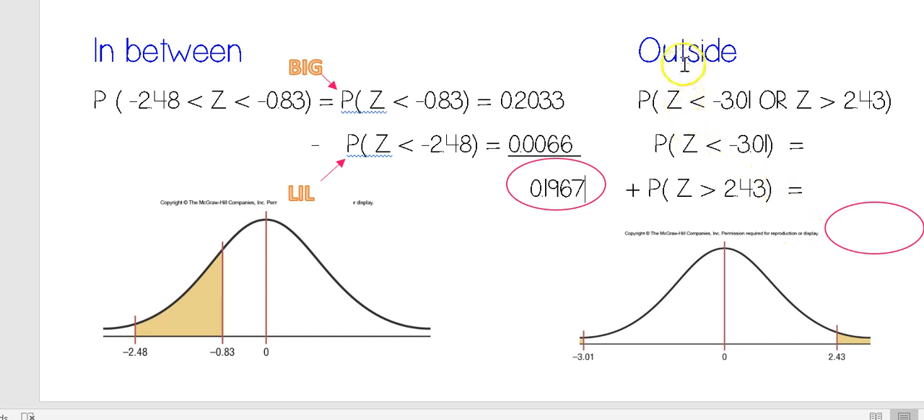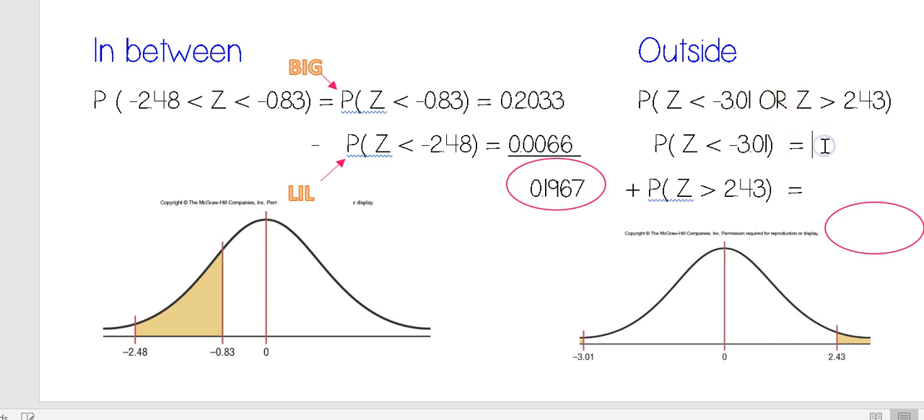And I'm going to move on to area under the curve on the outside of two z-scores. So now in this previous example, you could see z in between two given numeric values. In this case, they're saying z is less than some number or greater than some number. Recall that or in a probability statement means you need to add.